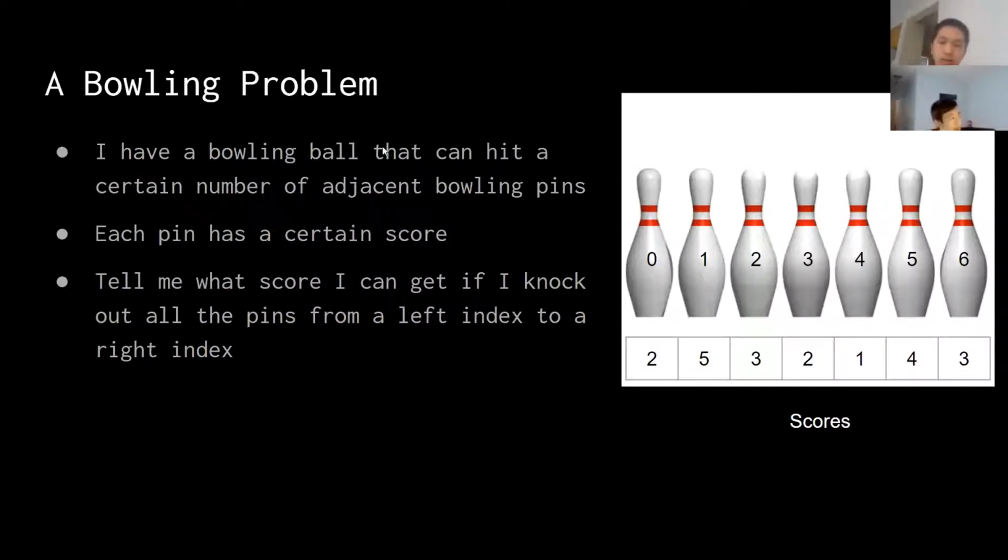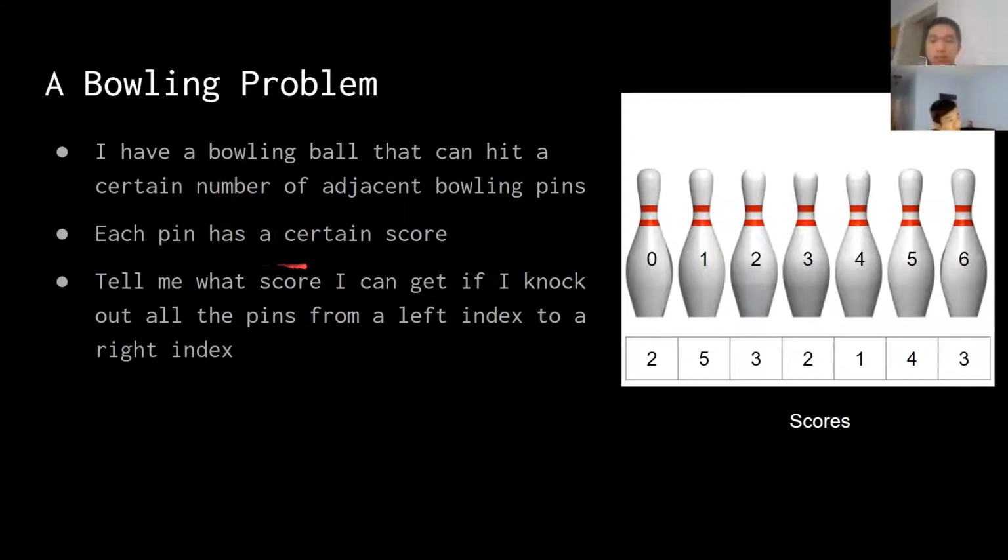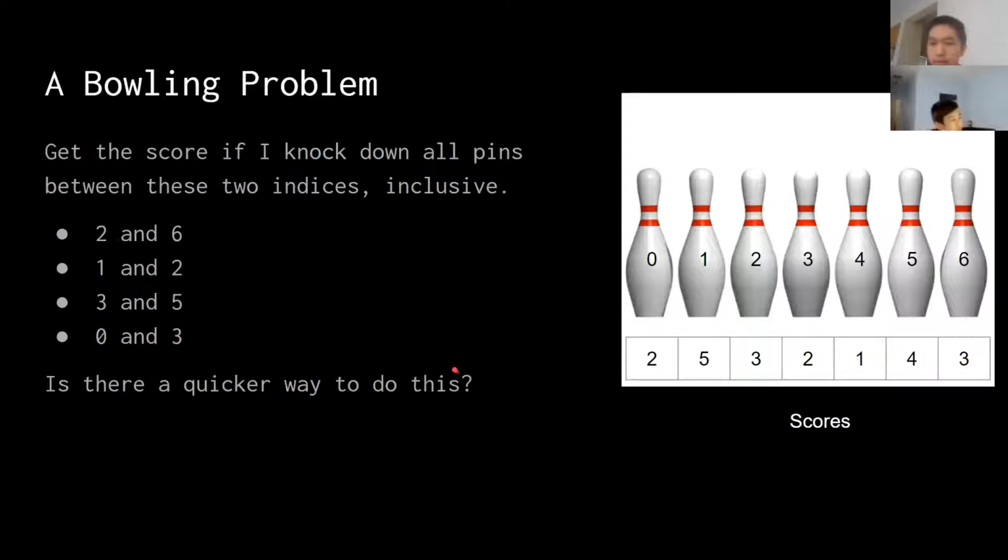So let's say I have a bowling ball that can hit a certain number of adjacent bowling pins. Each pin then has a certain score. Corresponding to the pin, if you knock this one down, you'll get 2. If you knock this one down, you'll get 5. And each of the pins has an index. So tell me what score I can get if I knock out all the pins from a left index to a right index.